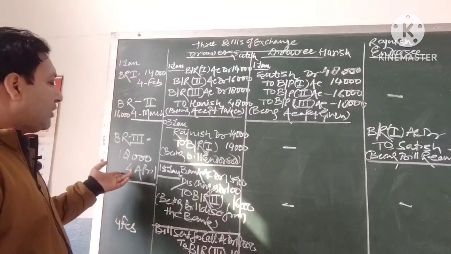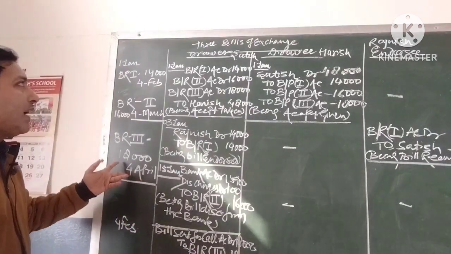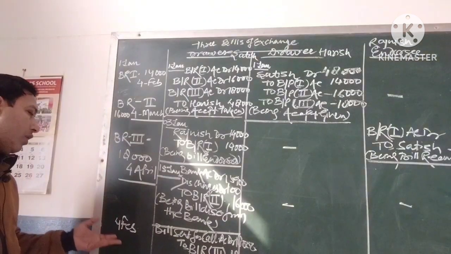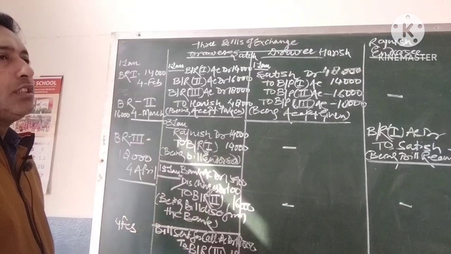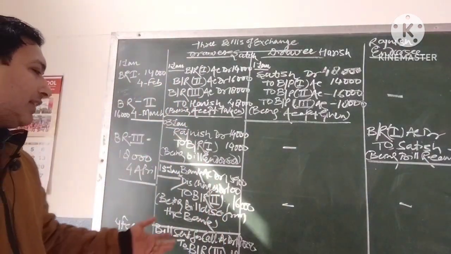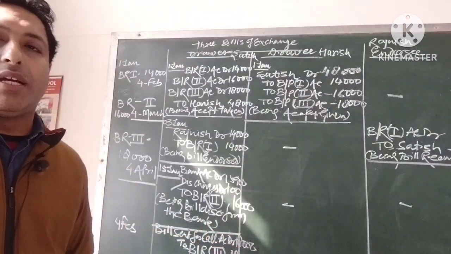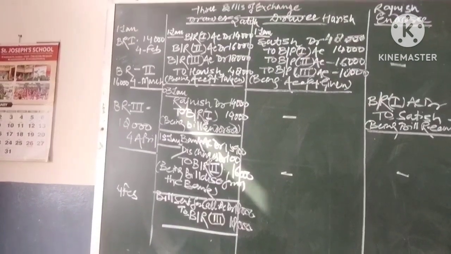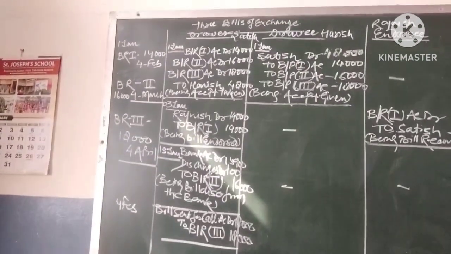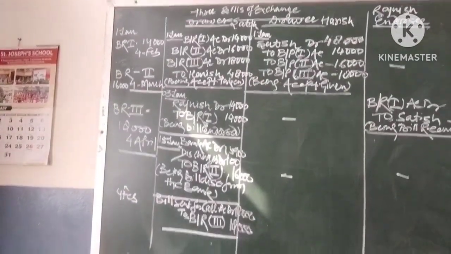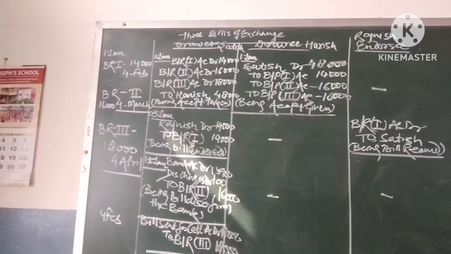Bill number 3rd, what is the maturity date? 4th of April. But the drawer, it means Satish, has sent the bill to the bank on 4th Feb. What is the amount? 18,000 rupees. 18,000 bill sent for collection account debit. Don't write bank account debit, you have to write bill sent for collection, and to what? BR 3rd. I think it is very clear. Is it clear?